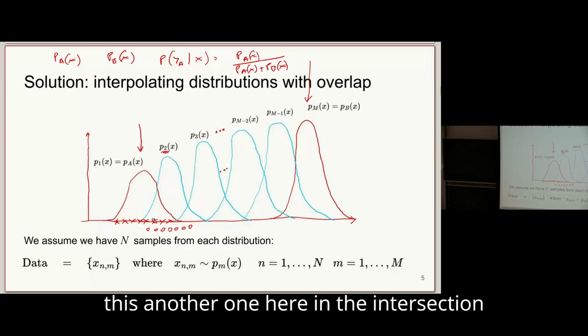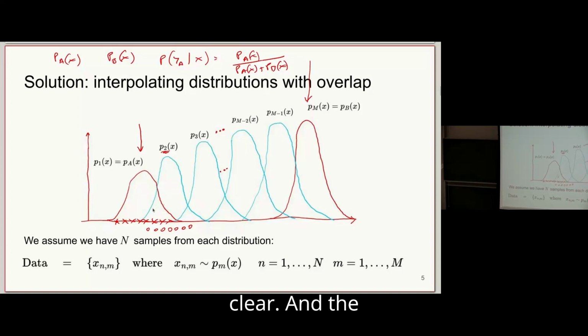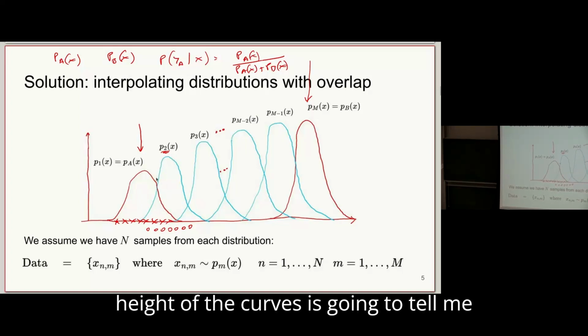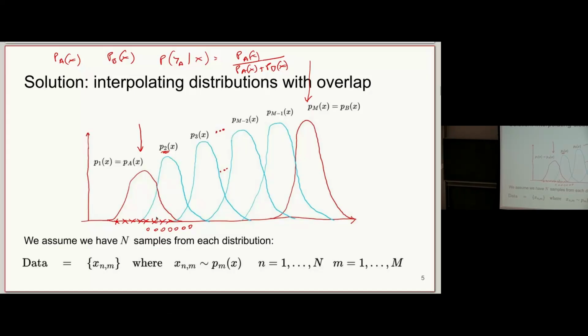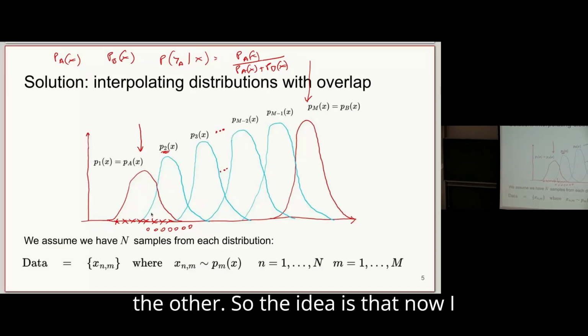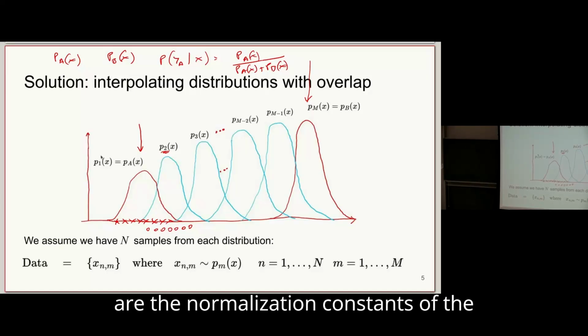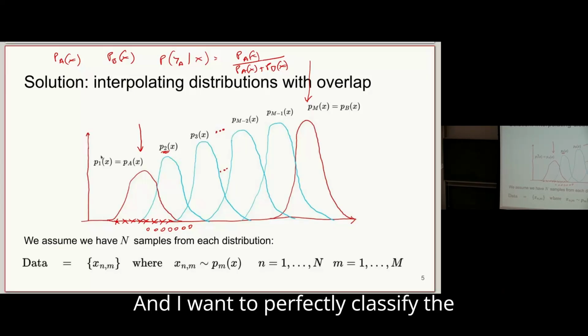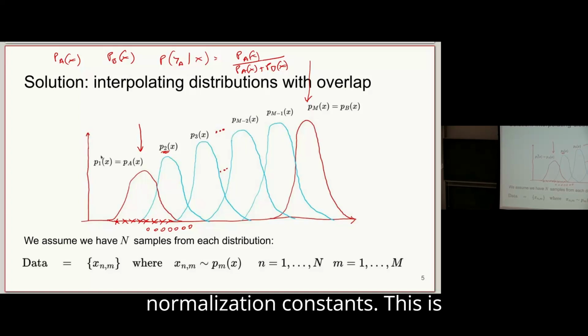But then this another one here, in the intersection of the two distributions, is not that clear, okay? And the height of the curves is going to tell me the fraction of examples that I would expect at each location in the input space to belong to one category or the other. So the idea is that now I have a generative classifier. The free parameters in my generative classifier are the normalization constants of the densities. I can scale them up or down. And I want to perfectly classify the data using this generative classifier. I can maximize the likelihood to learn the normalization constants.